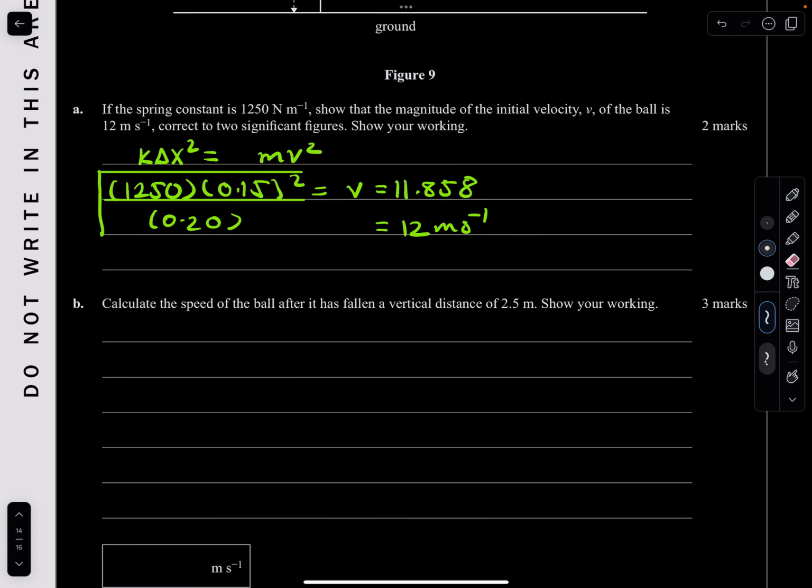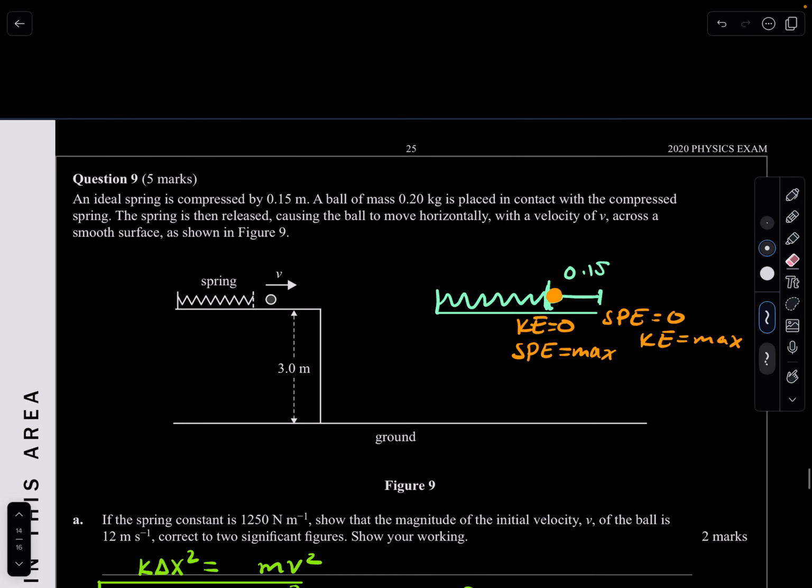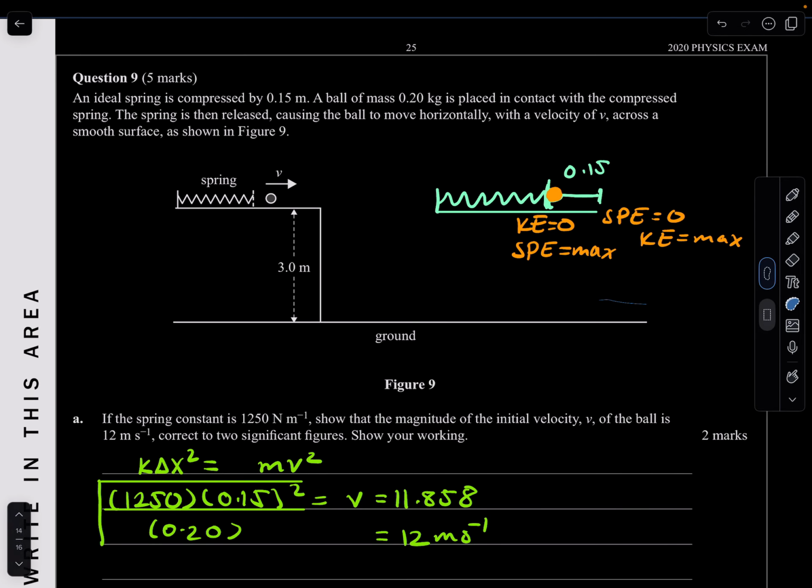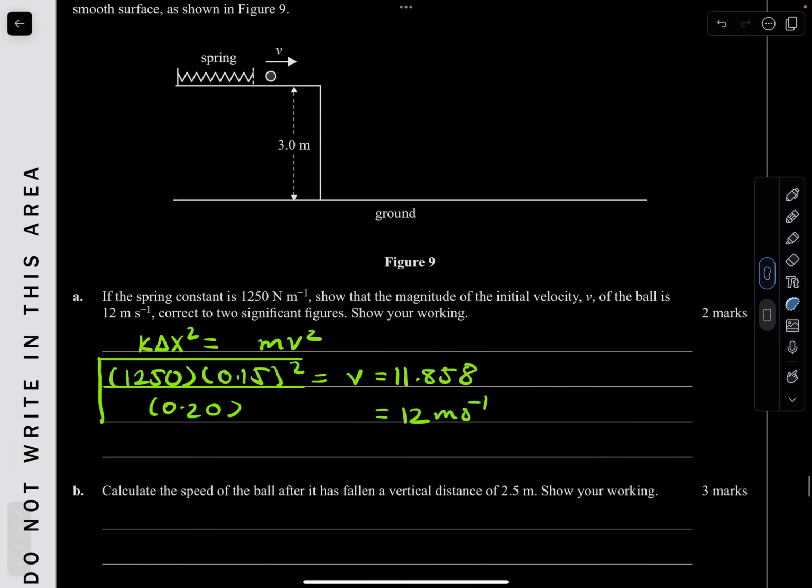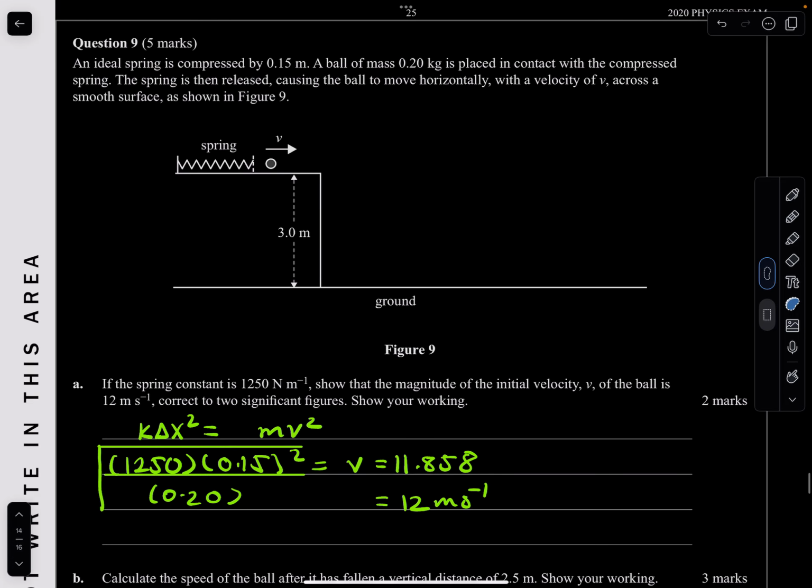Calculate the speed of the ball after it had fallen a vertical distance of 2.5 meters. All right, let's look at this too. We want to calculate the speed. When the ball goes flying off at that speed, it's going to go through projectile motion. So it's going to go down here. Remember, this is 3 meters. So it'll probably be around here, where it's now gone a distance of 2.5 meters. Say the ball's here. How do we calculate the speed?